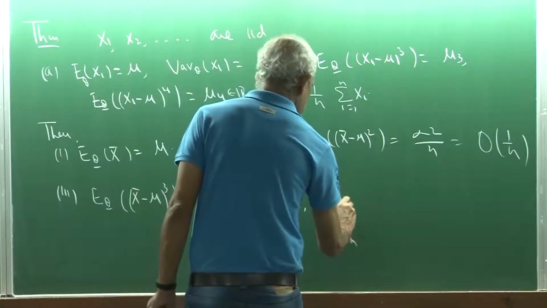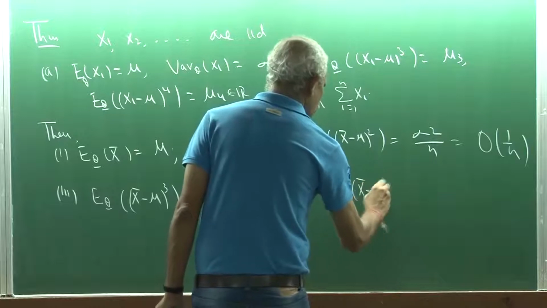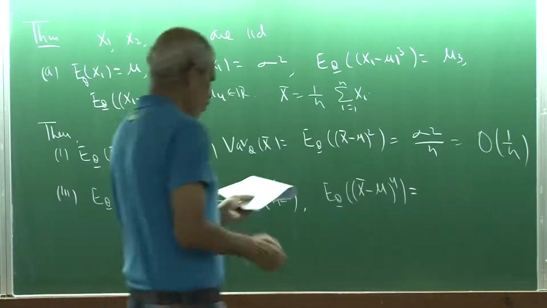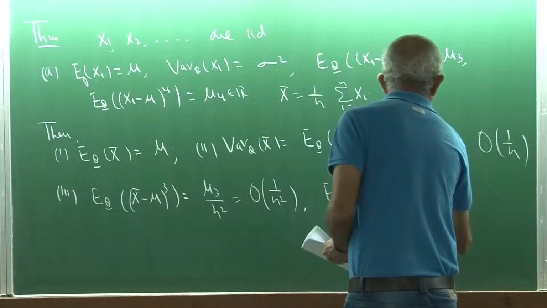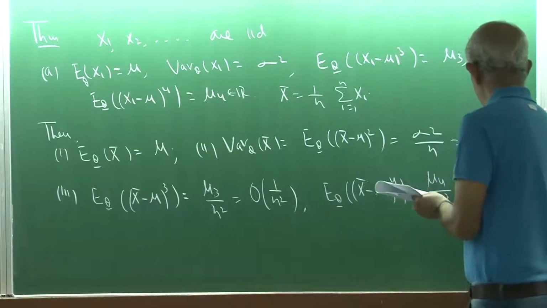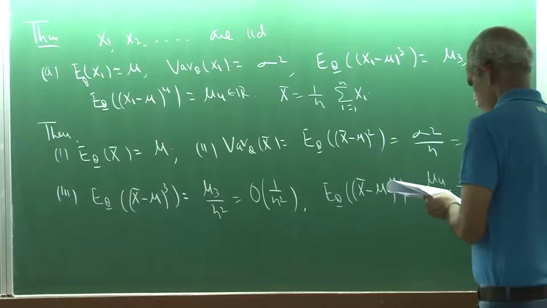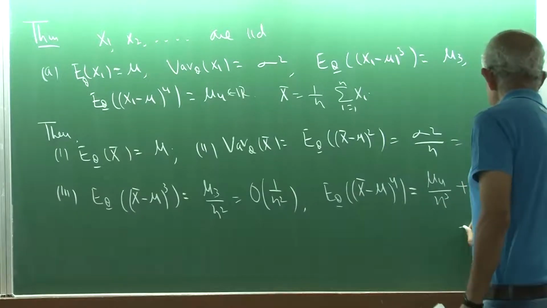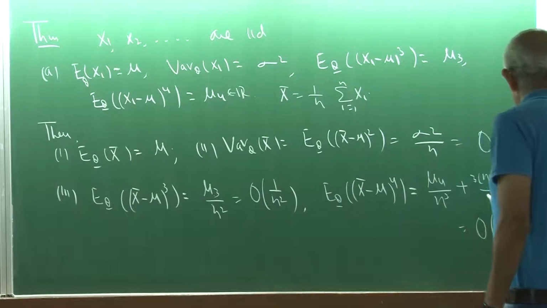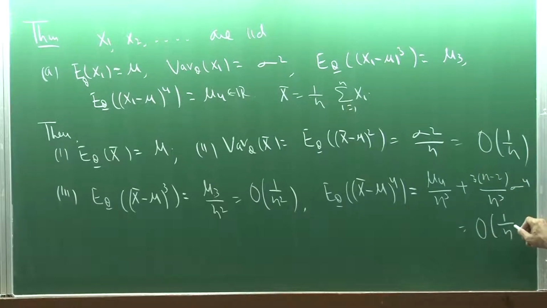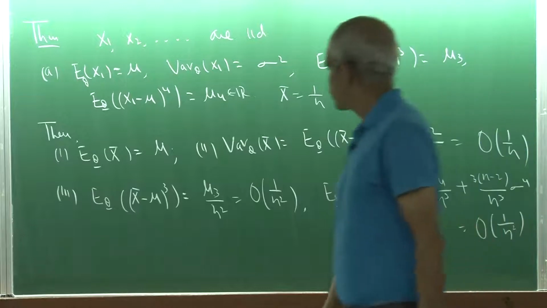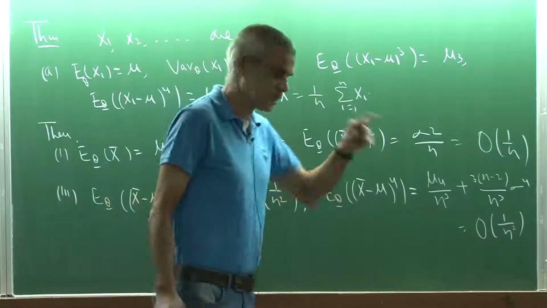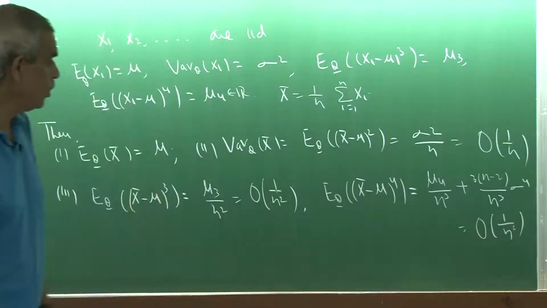Expected value of (X bar minus mu) whole 4, that also you can calculate. That is nothing but mu 4 upon n cube plus 3 (n minus 2) upon n cube sigma to the 4, which is big O of (1 upon n minus 2) n cube. So big O of 1 upon n square. So what I see is the expected value of (X bar minus mu) cube is big O of 1 upon n square, as well as the expected value of (X bar minus mu) whole 4 is also big O of 1 upon n square.